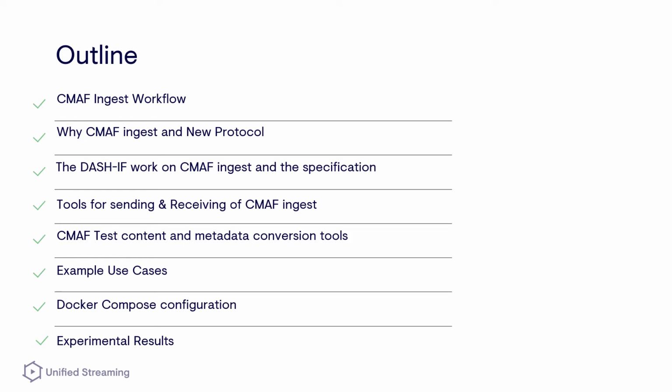After that, I will jump into the actual contribution of this work, which are tools for sending and receiving CMAF ingest, and also some CMAF test content and metadata conversion tools. So that's what I will present. This is a C++ based implementation that we did to support this specification work. Then using that, I will highlight two example use cases for CMAF ingest in distributed streaming workflows, where we think it's beneficial to deploy CMAF ingest.